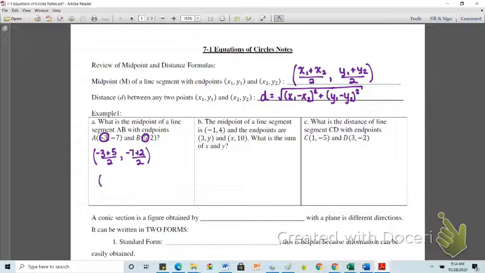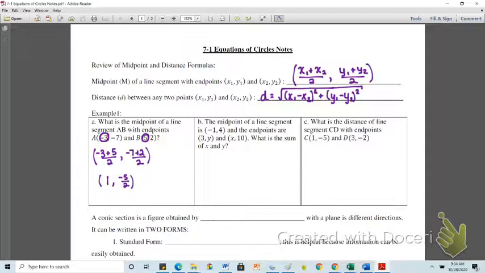So -3 plus 5 is 2, over 2 is 1, -7 plus 2 is -5, so that's -5 halves. You are welcome to write it as a fraction or a decimal.